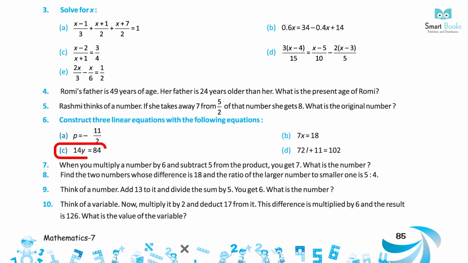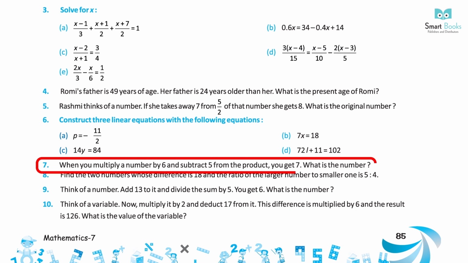C. 14y equals 84. Solution: 14y minus 84 equals 0. 7y minus 42 equals 0. 2y minus 12 equals 0. D. 72l plus 11 equals 102. Solution: 72l minus 91 equals 0. 144l minus 182 equals 0. 216l minus 273 equals 0.